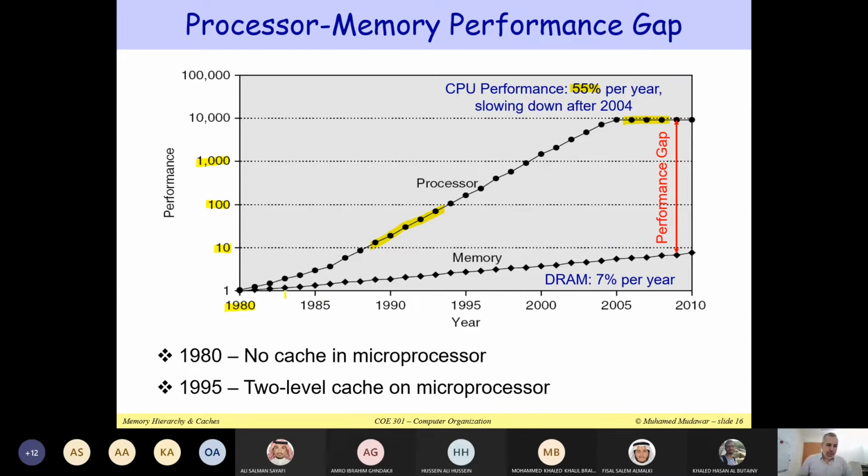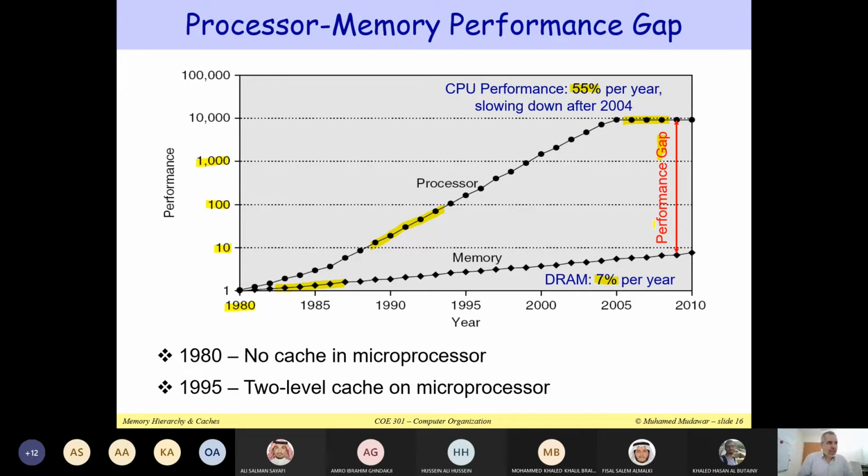On the other hand, the memory was also improving, but not at the same speed. You can see that it was only improving 7% per year. That's the speed of the DRAM. So the DRAM was improving, but at a lower rate than the improvements in the speed and the performance of the CPU. So there was a gap, and this gap was increasing. There's a performance gap that was increasing over time. If they want to run the CPU at the same speed as the DRAM, the main memory, this is going to slow down the processor.